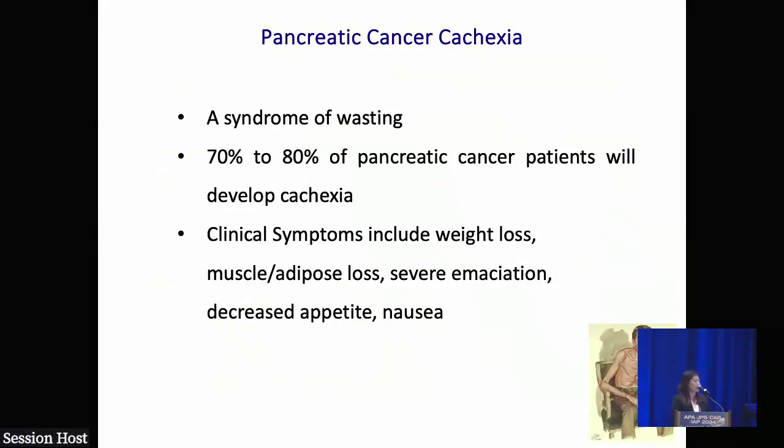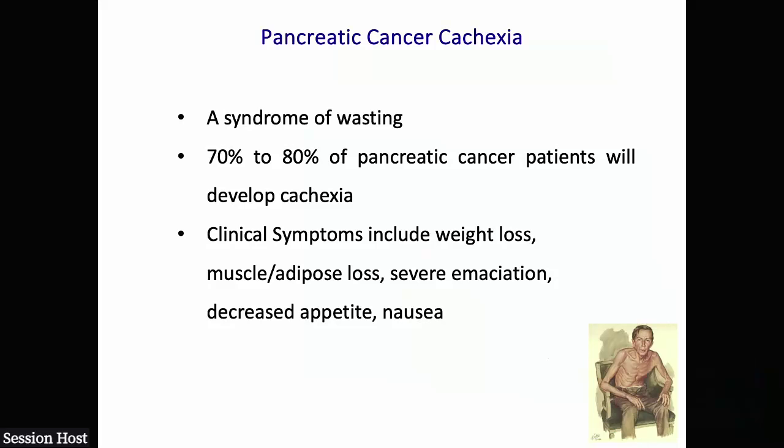And we focus on a new phenotype called cancer cachexia, which is a chronic wasting syndrome. For pancreatic cancer patients, almost 70 to 80% will develop cancer cachexia during the course of the disease. And almost a third of the patients will ultimately die because of cancer cachexia. The clinical symptoms of cachexia include more than 5% weight loss, and the patients will have muscle loss with or without adipose loss, severe emaciation, decreased appetite, and nausea.